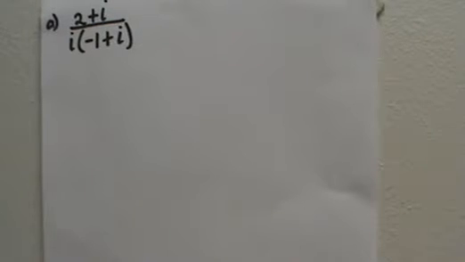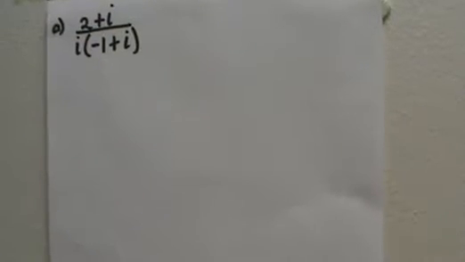(2 + i) over i multiplied by (-1 + i). First thing we should do here is just multiply out the bracket in the denominator. We are told to work this out without a calculator, so I will not be using my calculator. First thing, we have a bracket over here. Let's multiply out the bracket.